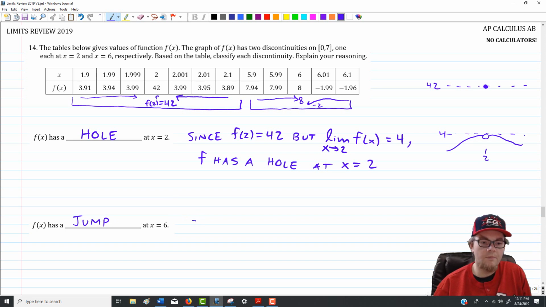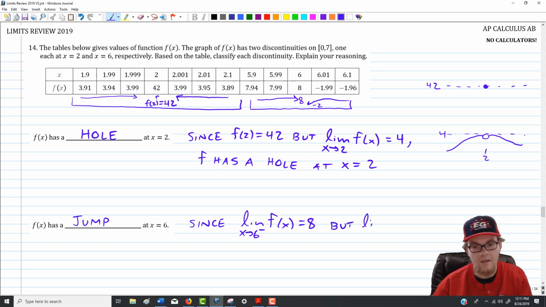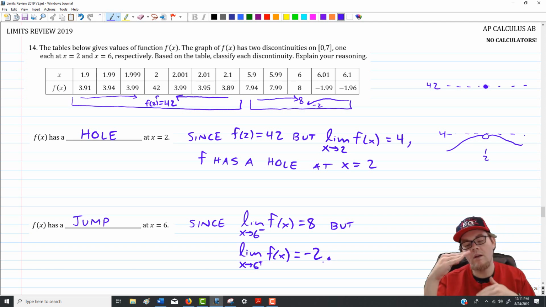My rationale would be that this is true because the limit as x approaches 6 from the left of f of x equals 8, but the limit, I gotta write this on another line, as x approaches 6 from the right side of f of x equals -2. So basically when the left-hand and right-hand limits don't equal one another, what that's telling us is that we should have a jump. And in fact, that is what we have in this particular case.